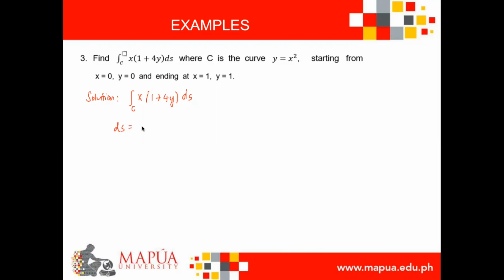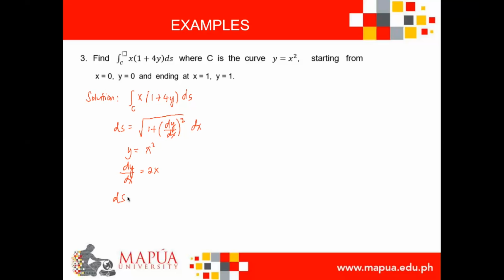So ds is equal to the square root of 1 plus the quantity dy over dx, quantity squared, times dx. This is the formula for ds, and we will use this and substitute in the given integral. But then, how are we going to find dy over dx? We have here the curve given as y equals x squared. So we're going to find the derivative of this function with respect to x. So this is now dy over dx equals 2x.